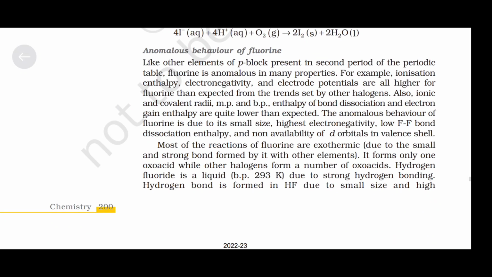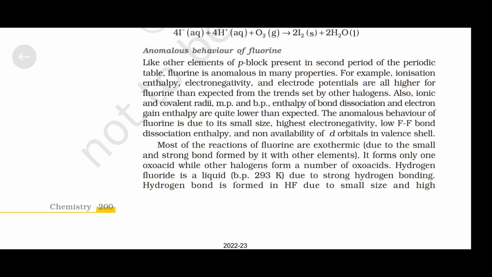Okay, anomalous behavior of fluorine. Like other elements of p block present in the second period of the periodic table, fluorine is anomalous in many properties. For example, ionization enthalpy, electronegativity, and electrode potential are all higher for fluorine than expected from the trends set by other halogens. Also, ionic and covalent radii, melting point and boiling point, enthalpy of bond dissociation, and electron gain enthalpy are quite lower than expected.